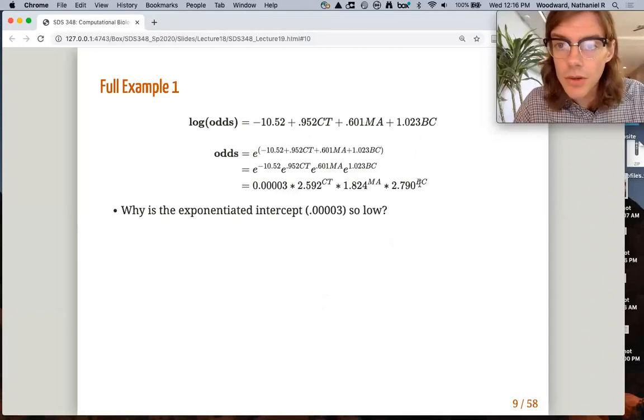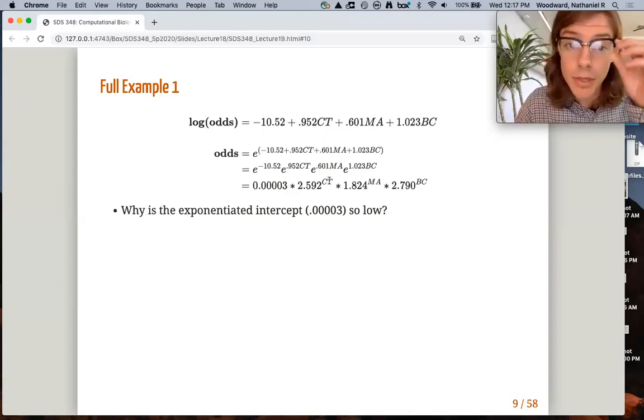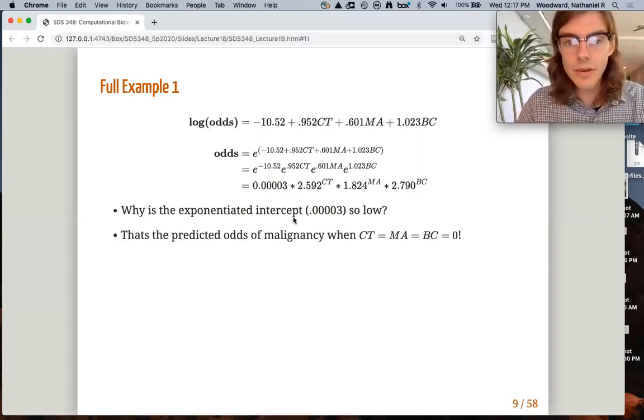Anything to the 0 power is 1. So this to the 0 is 1, times this to the 0 is 1, times this to the 0 is 1. So if you wanted to predict the odds that someone had a malignant tumor, if they had 0, 0, 0 for those 3 measurements, that odds would just be 0.00003. Really small odds, because they have really low measurements on everything else. When you plug in zeros there, and there, your predicted odds are just 0.00003.